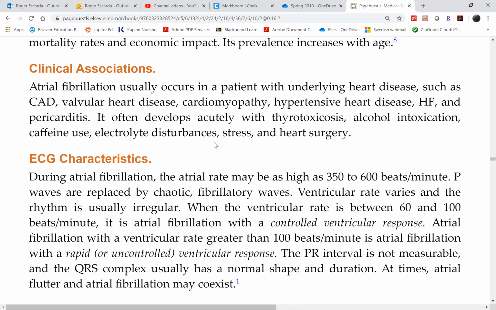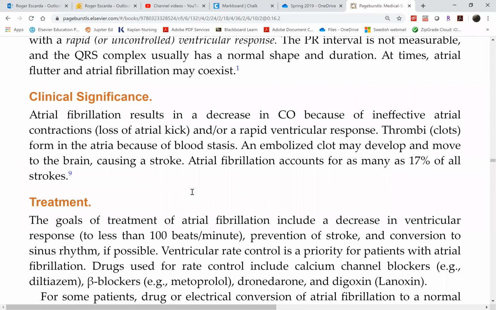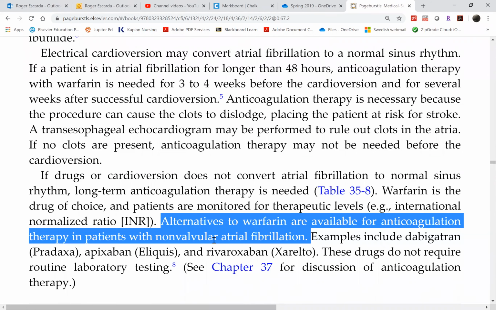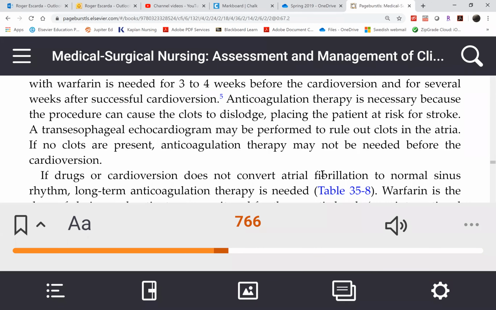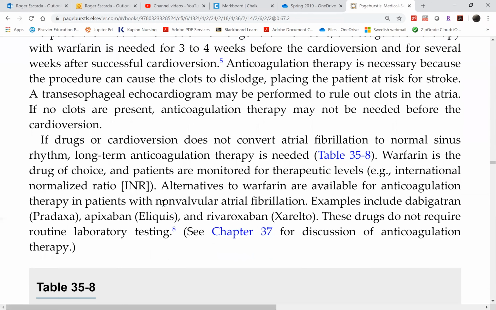So in that case, Professor, is warfarin used if it's a case of non-valvular AFib? No. If it's a valvular AFib, you use warfarin only. If it's non-valvular, these drugs here, which are dabigatran, apixaban, and rivaroxaban, are possible. It's non-valvular, okay.